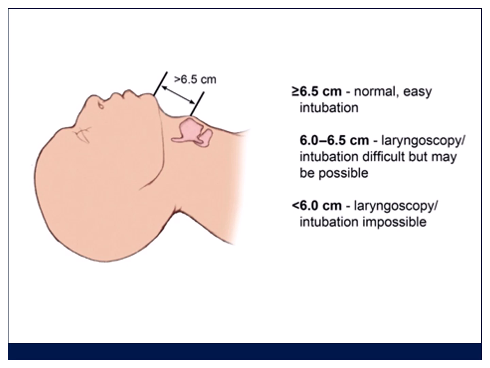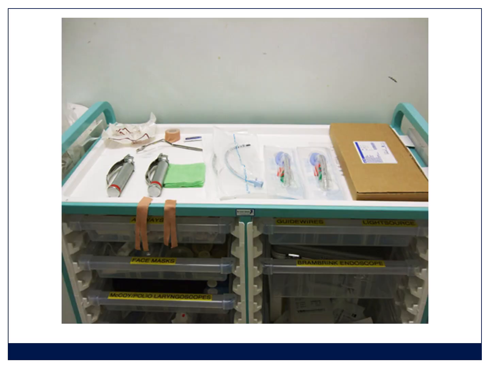And an anterior larynx means that it's very, very difficult to get the tube around the corner or visualize the appropriate anatomy. So get used to looking at the thyromental distance.